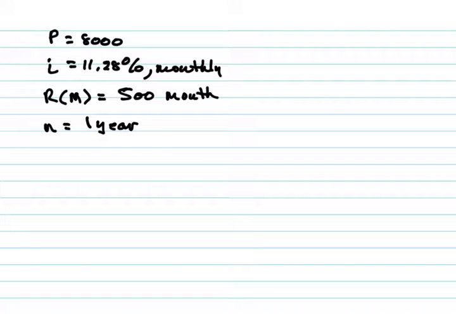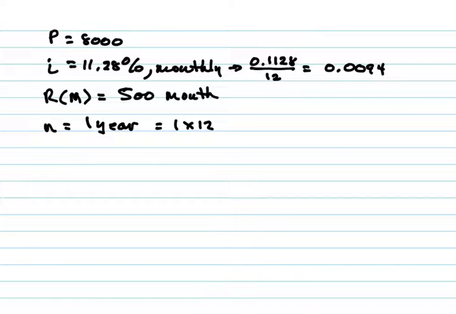Okay? So, first of all, I can't leave I as a percent, so I need to change it to a decimal, so that's 0.1128. And since it's monthly, I will divide it by what, guys? 12. And that gives me 0.0094. And if she's going to leave it in there for 1 year, and it's compounded monthly, that's 1 times 12, or 12 compounding periods.